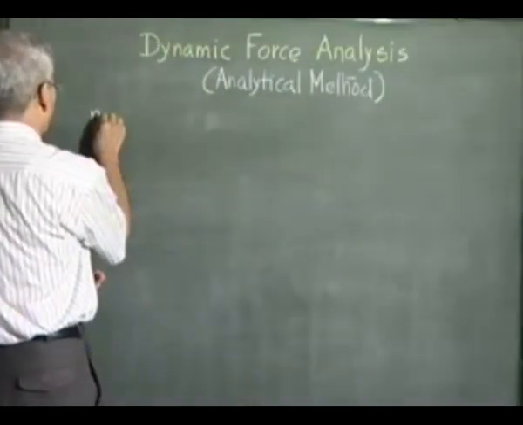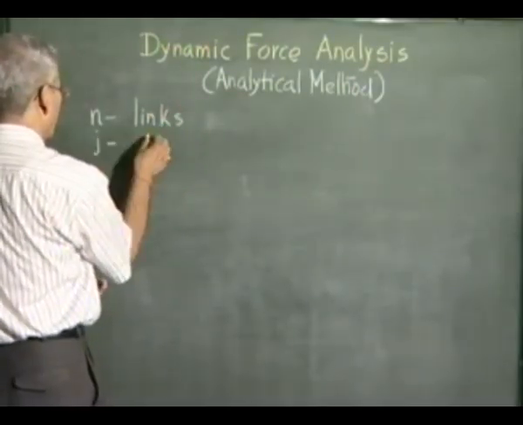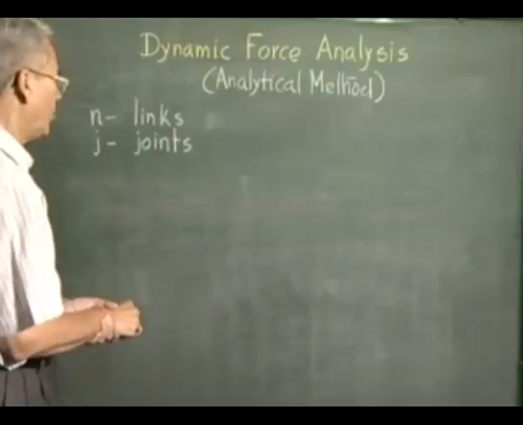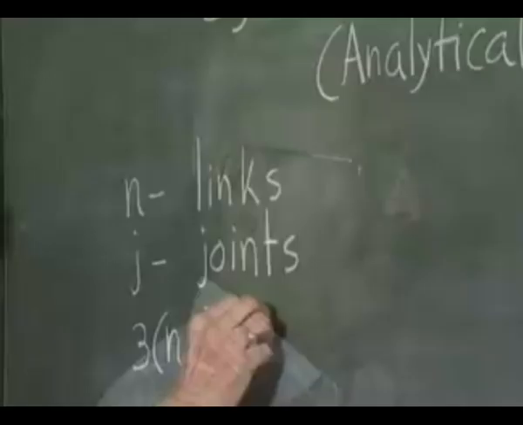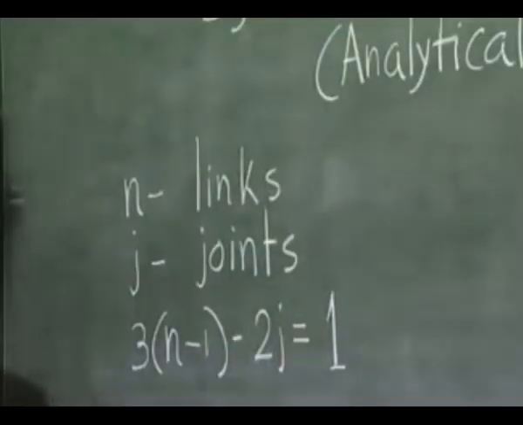So, if there are n number of links, j number of joints, then you know that for a constrained mechanism, the following relationship has to be satisfied. We will take up such simple cases only in this lecture, and our objective will be to find out the unknown joint forces and one unknown externally applied force or moment if the system taken is constrained, that is, there is only one degree of freedom.